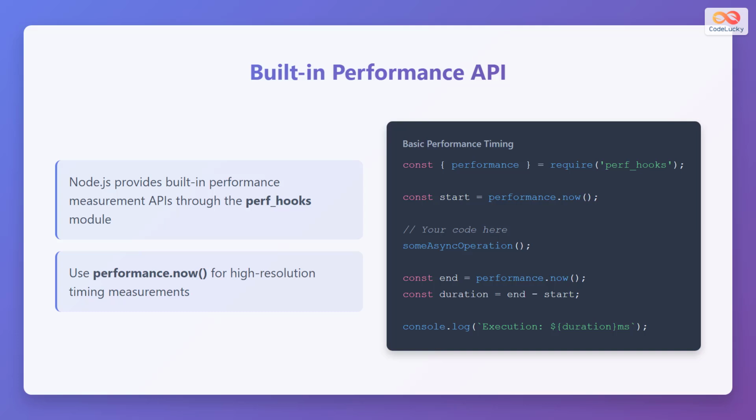Execute your code and then record the end time. Calculate the duration by subtracting the start time from the end time. Finally, log the duration to the console. This provides a simple yet effective way to measure the execution time of specific code blocks in your application.